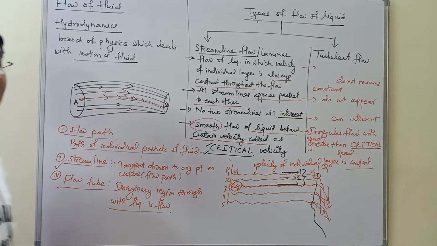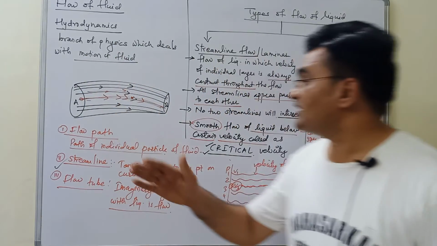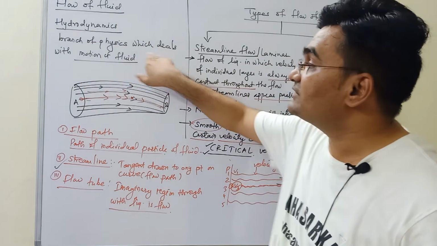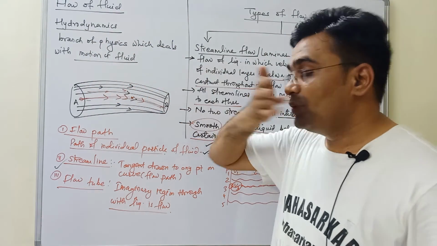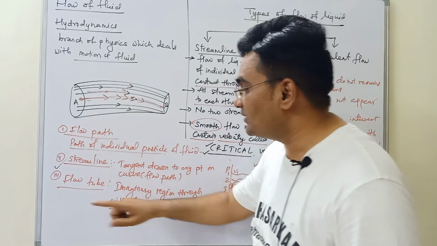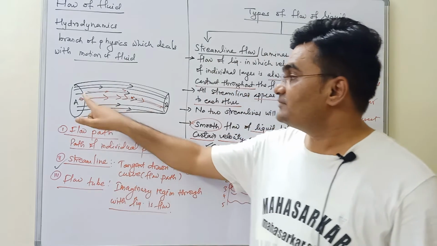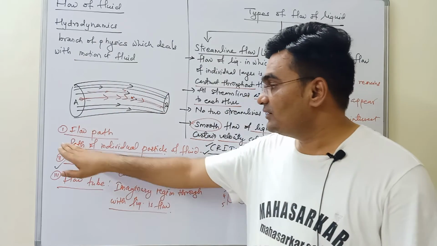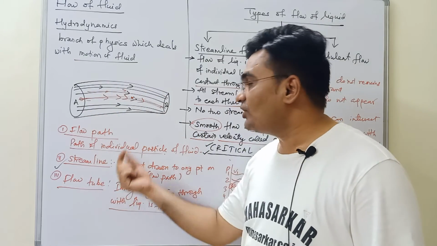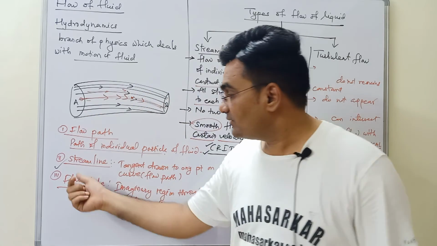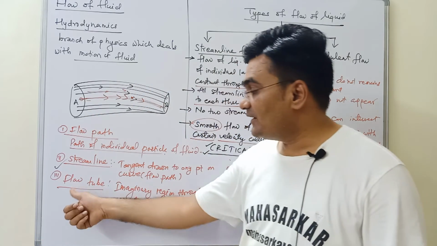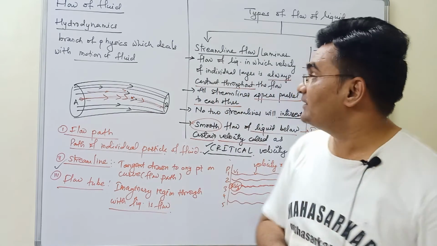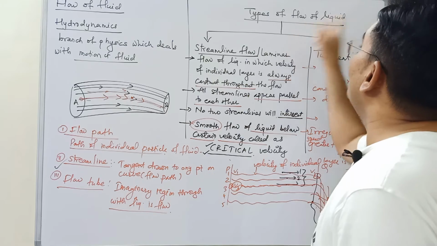So this is what we are going to learn ahead in the next article, hydrodynamics, in which we deal with the physics related to the motion of fluid. When we discuss the motion of fluid, there are three important terms to be discussed. Flow path: the path followed by a single particle of fluid during its entire journey is called the flow path. The tangent drawn at any point on that path is called a streamline. Whereas the flow tube is the imaginary tube through which the liquid flows from one place to another.